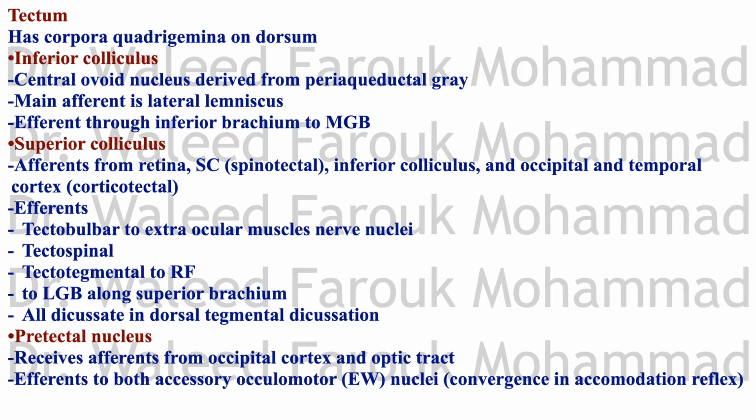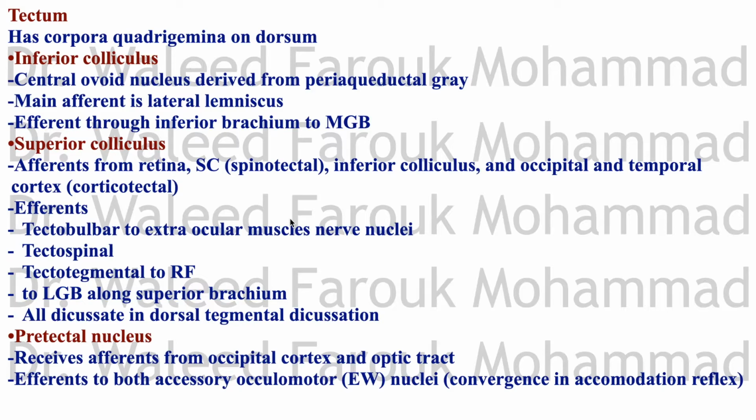The tectum of the midbrain has corpora quadrigemina, as we mentioned before, the two superior colliculi and two inferior colliculi. The inferior colliculus is an ovoid nucleus derived from the periaqueductal gray. The main afferent is the lateral lemniscus, which is the auditory pathway. Efferent through the inferior brachium means through the connection with the medial geniculate body or the medial geniculate nucleus.